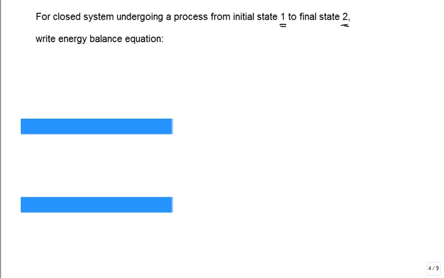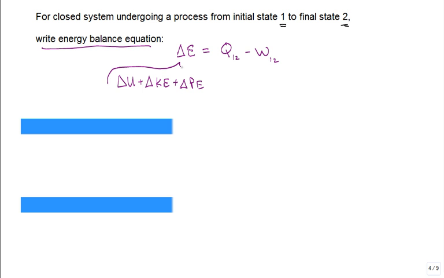All right, so the first law, it's an energy balance equation. It's written like this. The change in the total energy is equal to the amount of heat that's transferred in during the process from 1 to 2 minus the amount of work transferred out during the process from 1 to 2. True? Some people can expand this. This is a change in internal plus a change in kinetic plus a change in potential energy if you wanted to expand the change in the total energy.